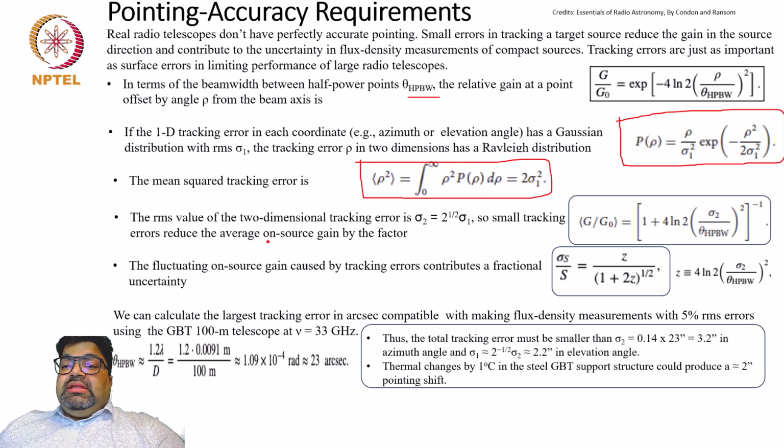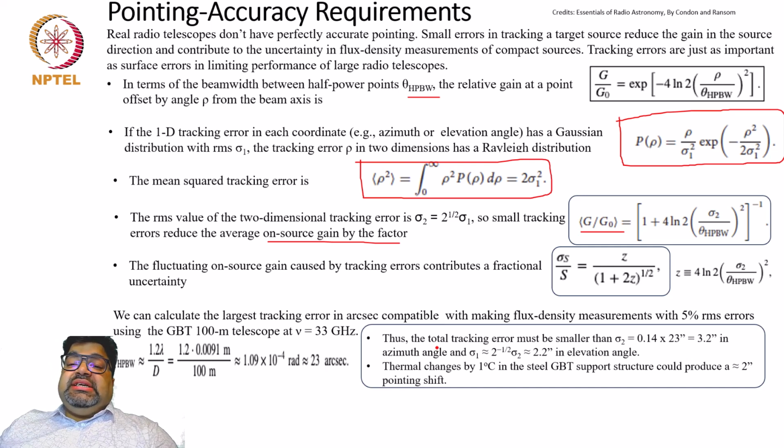So the on-source gain can be given in terms of this G by G naught. Ultimately, the omega s for the entire tracking error can be summed up as omega s over s equal to z over 1 plus twice c square root of that, where z is given by 4 ln 2 sigma 2 by theta half power beamwidth square. Now let's say we calculate the largest tracking error in arc seconds compatible with making flux density measurements with 5% RMS error using the GBT 100-meter telescope at a frequency of 33 gigahertz.